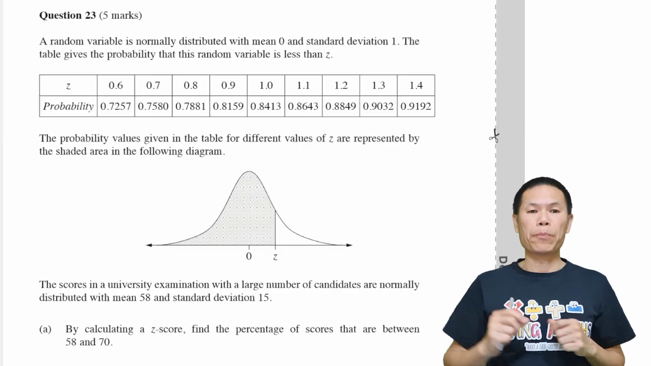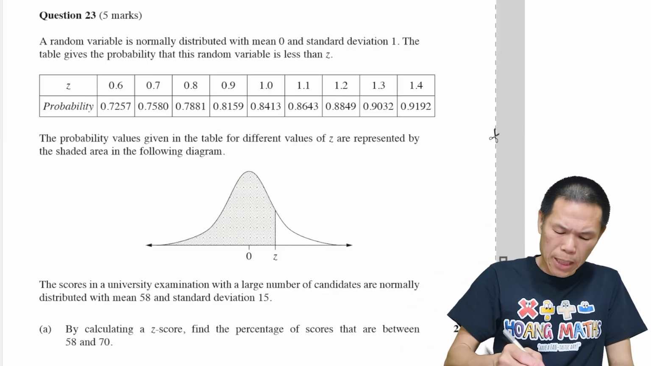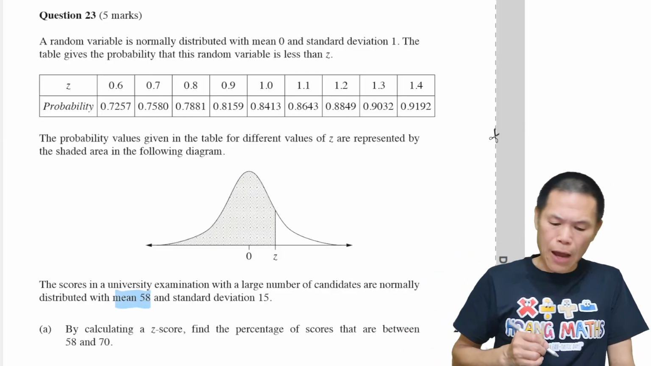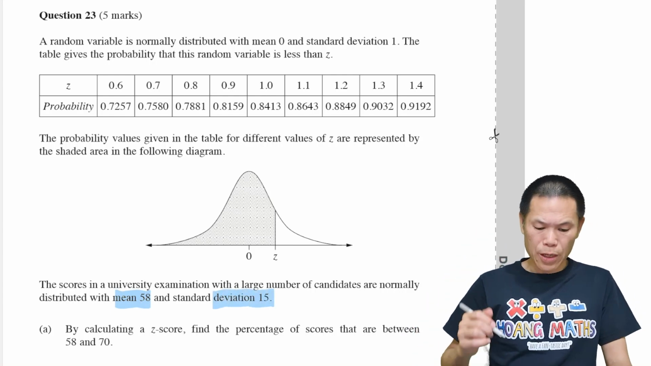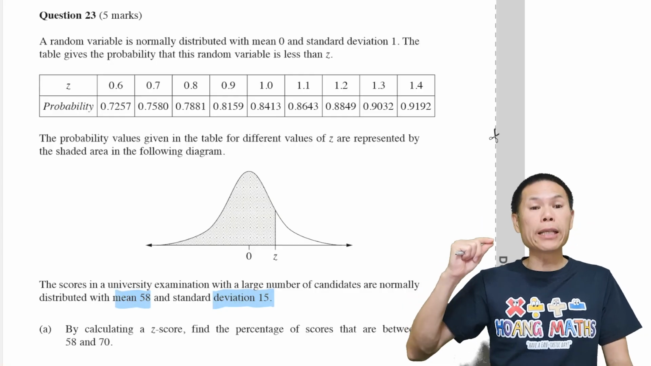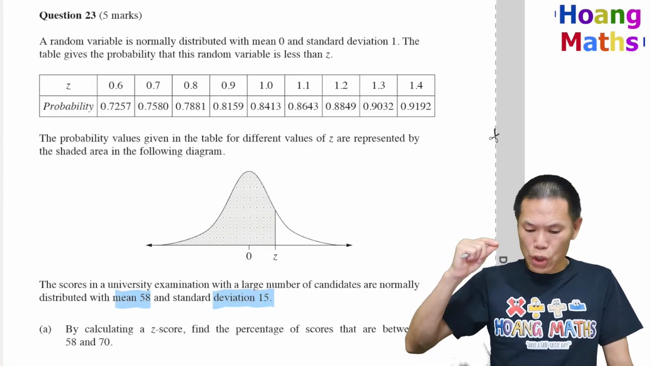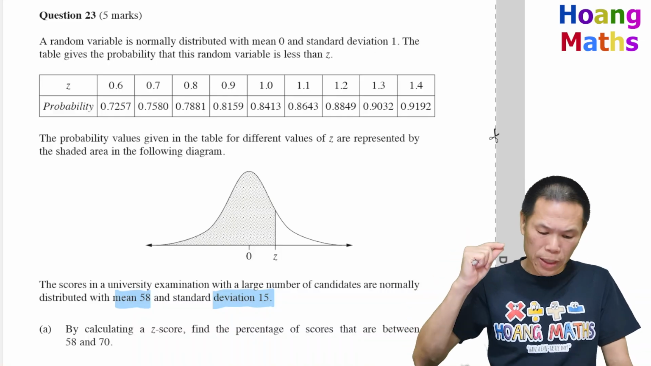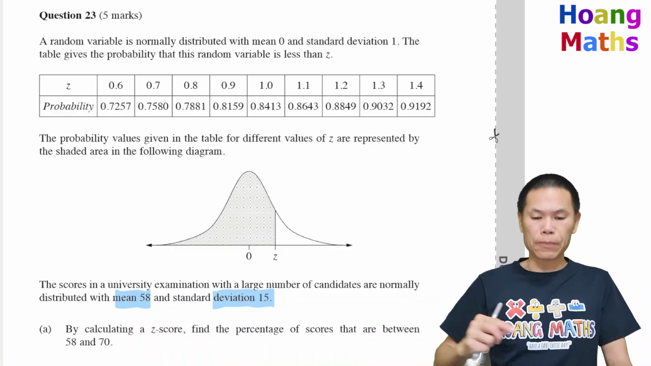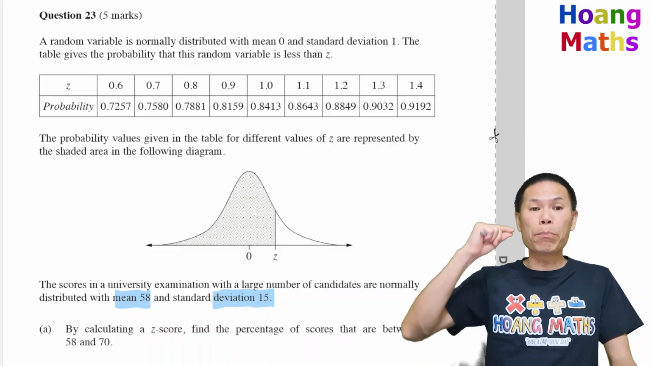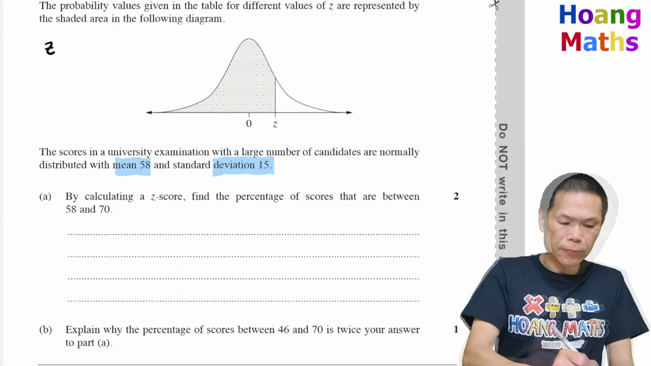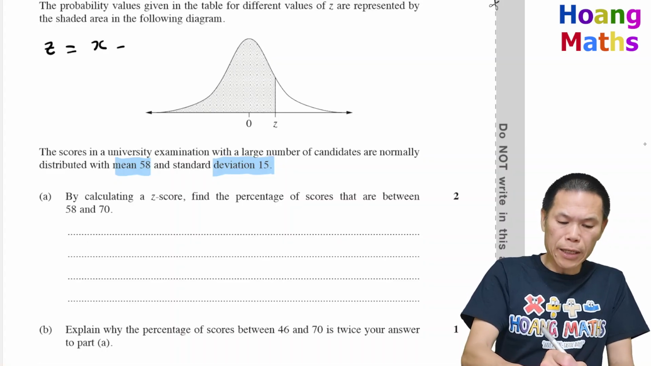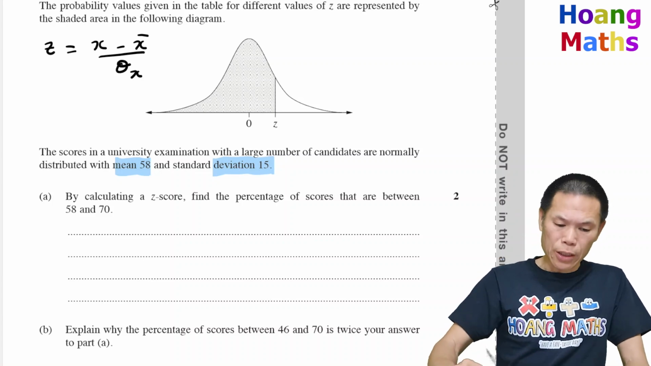Question number 23. First of all, we know that the mean is 85 and the standard deviation is 15. By calculating a z-score, find the percentage of scores that are between 58 and 70. So let me just work out the z-score for both first. We know that the z-score, z, is x minus the mean over the standard deviation. So keep that in mind.